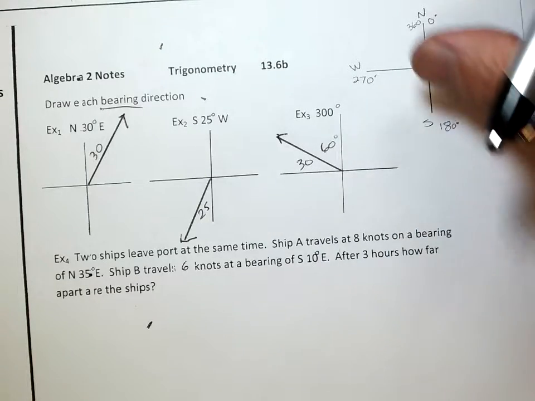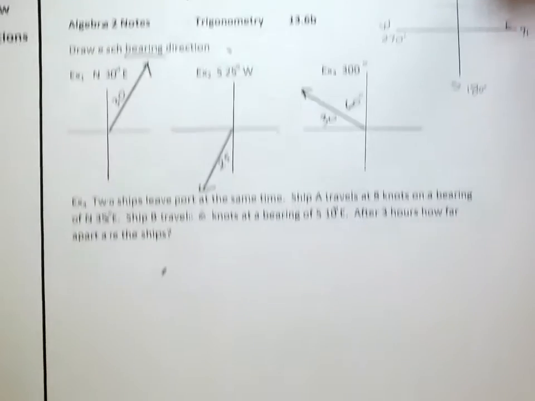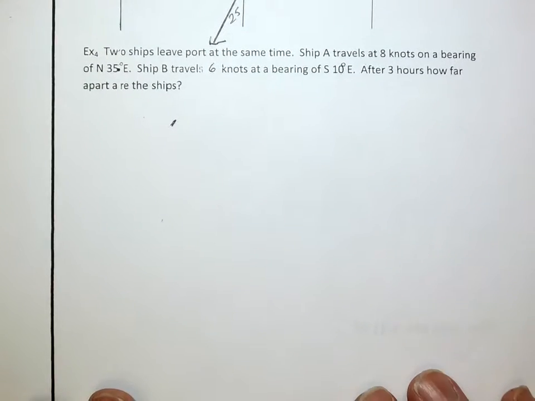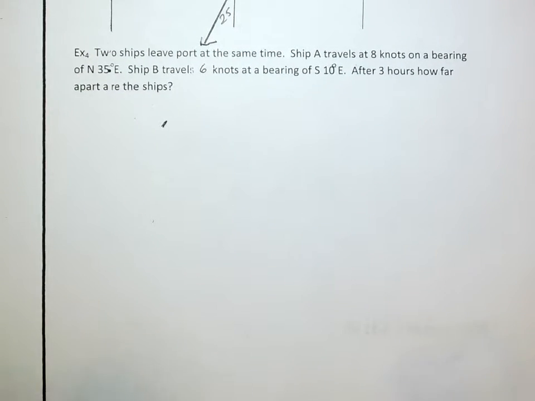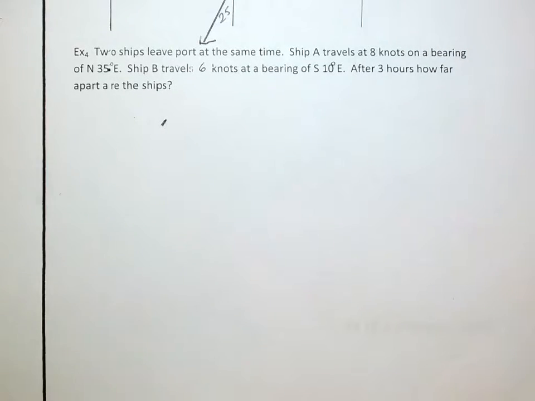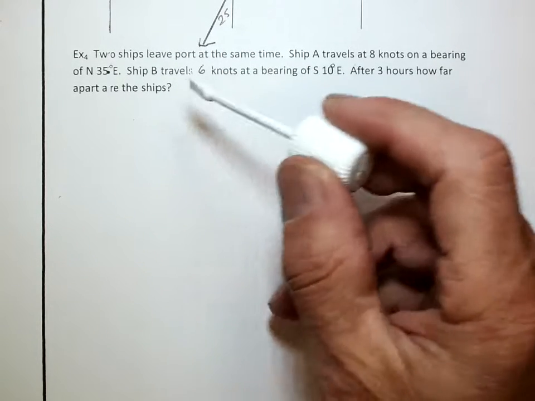Now, example 4. You will have a problem like this in the quiz. It's not hard. We just have to draw it correctly. Before I even draw it, I get an idea of where I'm heading, because if I start drawing in the wrong place, I run off my paper. That's a bummer. So I try drawing it out with my finger to figure out which way I'm going.